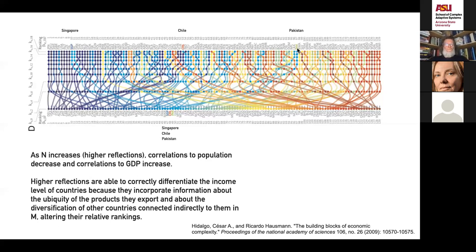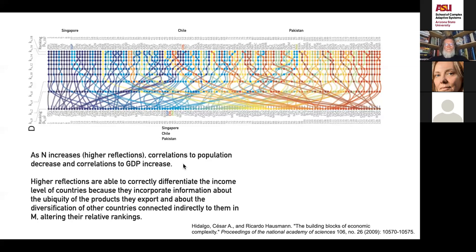And the interesting observation is that Singapore, Chile, and Pakistan, while they have nearly the same diversity measure, when it comes to the 18th reflection, this tracks very strongly with GDP. So as n increases, the correlations to population decrease and the correlations to GDP increase. And the point is that the higher reflections are able to correctly differentiate the income level of countries.